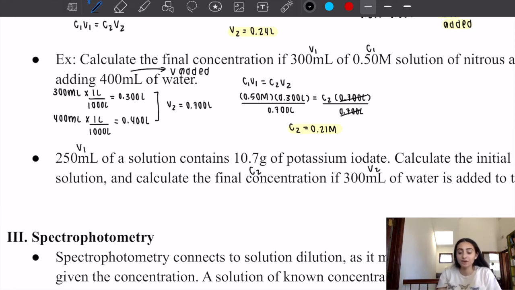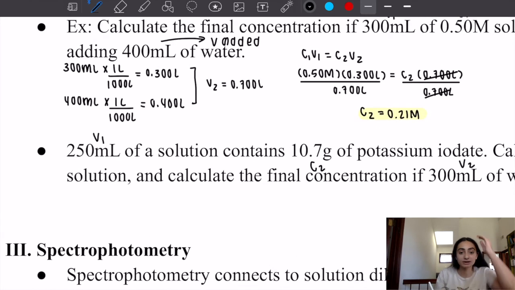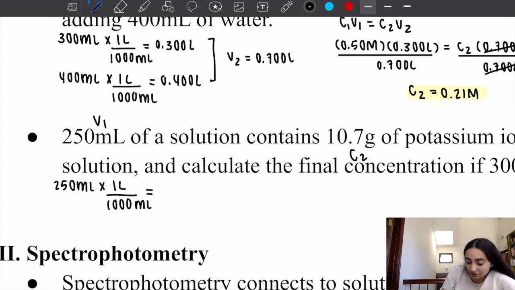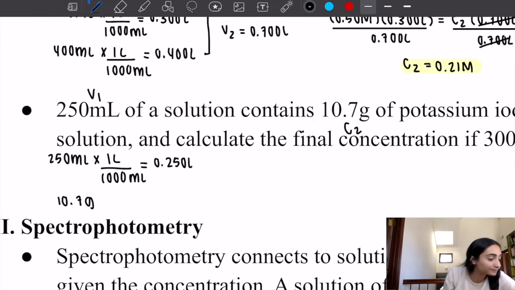So I first need to calculate initial concentration, and we learned that concentration can be calculated by moles over liters. So I need to get both of those units. We know that we can take our initial volume and convert that into liters. And so there's our liters, and we can take our mass and do a mole conversion in order to calculate the moles. So we have 10.7 grams potassium iodate.